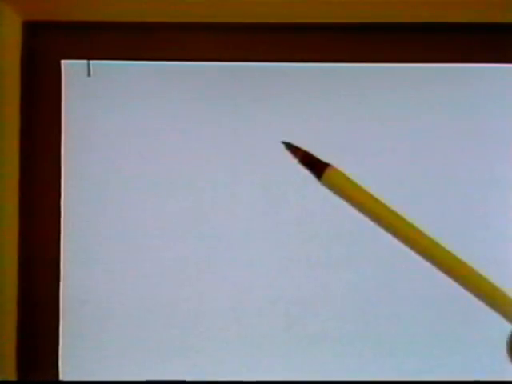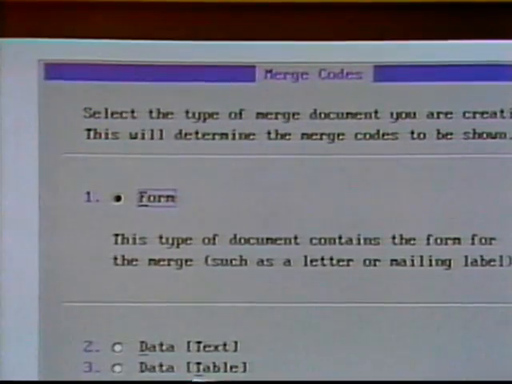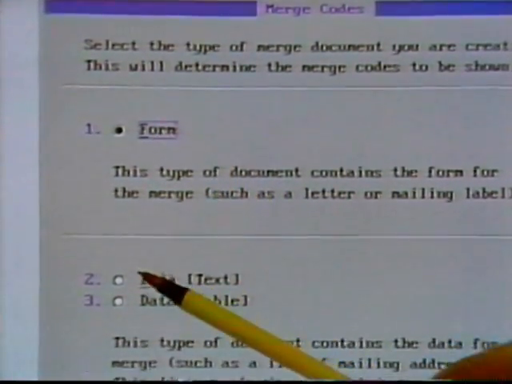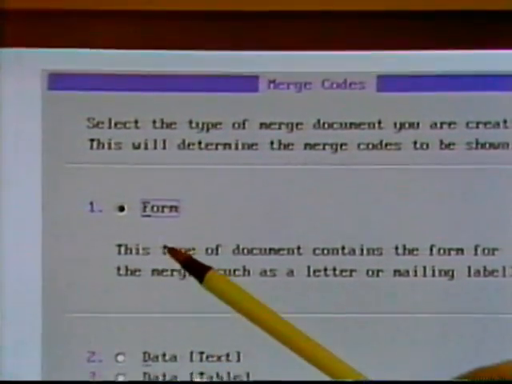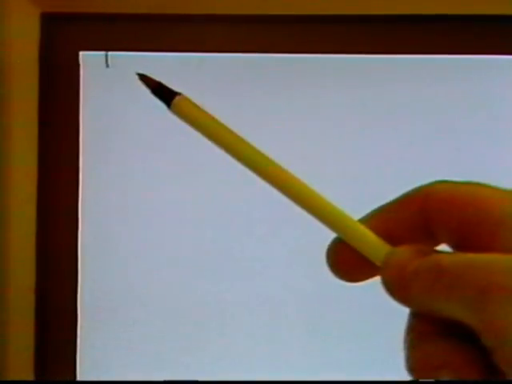Now we need to create the form letter. If you don't have a form letter already created and you start from a blank screen, then when you press Shift F9, you'll get this box as we did before. And you can choose 1 for form or the data if you want to create that. Then in the upper left hand corner we're ready to begin typing in our letter. Let's begin with the date.